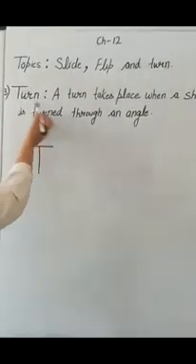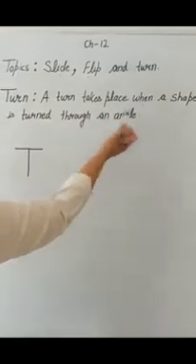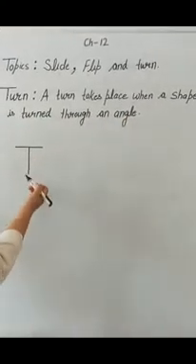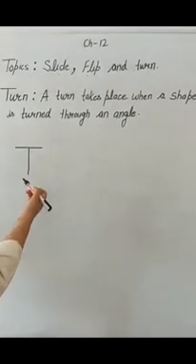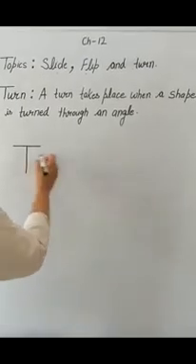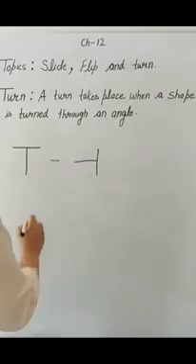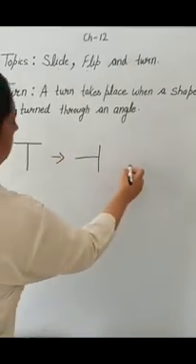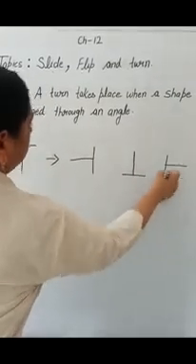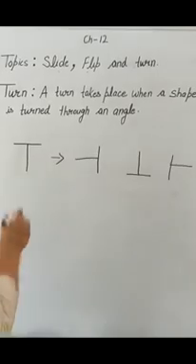Next is turn. The definition of turn: a turn takes place when a shape is turned through an angle. Now this is the shape I have drawn, T. Rotating a plane figure is called a turn. We can rotate it in any direction, like this also, like this also. We can rotate in any direction, and that is called turn.